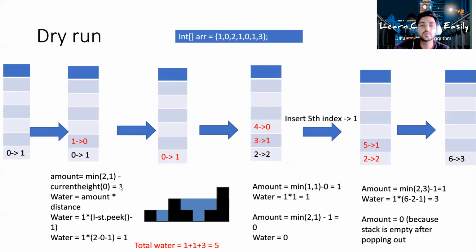Now to calculate the water, multiply the amount with the distance. What is distance? Distance is the current element index, which is i, minus stack peak minus 1. So in this case, for element 2 the index is 2. 2 minus top, which is 0, minus 1. So 1 multiplied by 1. So we got 1 unit of water. In this diagram, you can see this blue color we got. Because of this formula only, we got the 1.